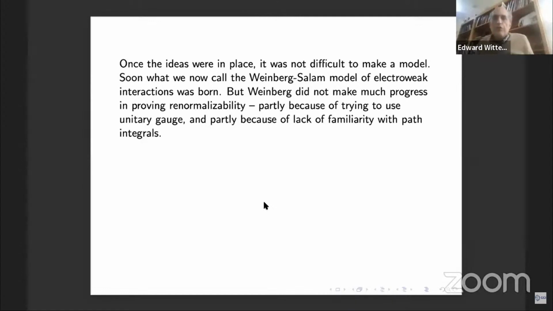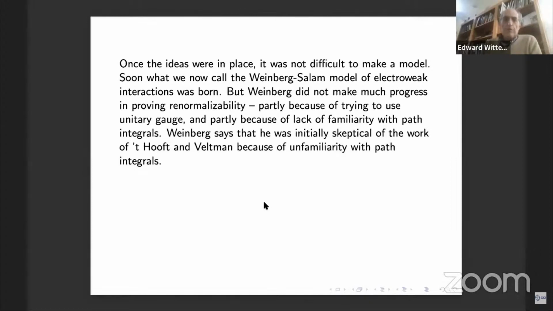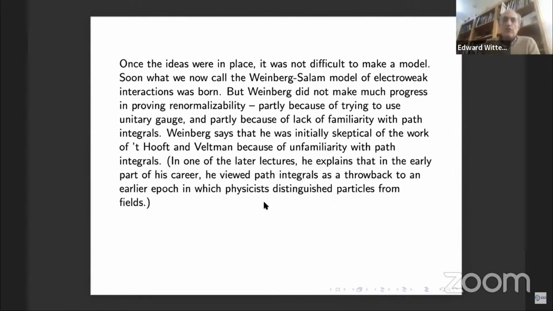And he writes that was partly because he tried to use unitary gauge, which is notoriously difficult to understand, but also he was hampered because of lack of familiarity with path integrals. Weinberg says he was initially skeptical of the work of 't Hooft and Veltman because of unfamiliarity with path integrals. In fact, in one of the later lectures, he explains that in this period of his career, he viewed path integrals as a throwback to an earlier epoch in which physicists distinguished particles from fields.